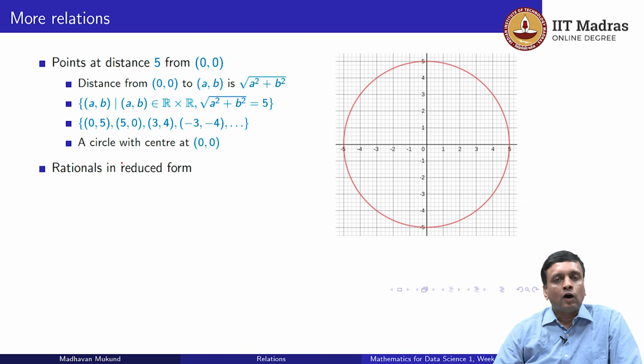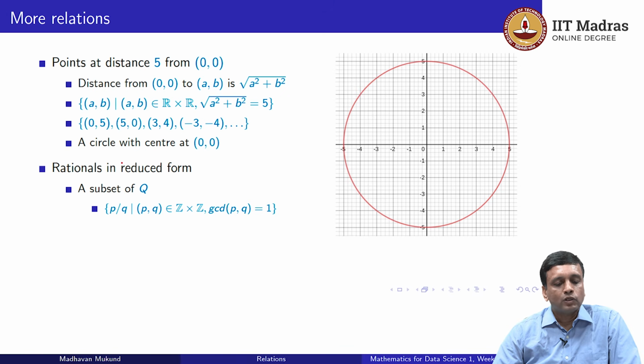Now depending on how we are going to view a relation, we can look at it in different ways. So remember that we looked at rationals in reduced form. We said that a rational in reduced form is P by Q such that P and Q are integers and the GCD is 1. That means that they don't have a greatest common divisor other than 1.